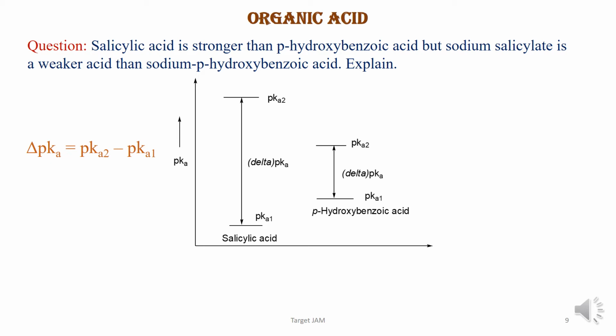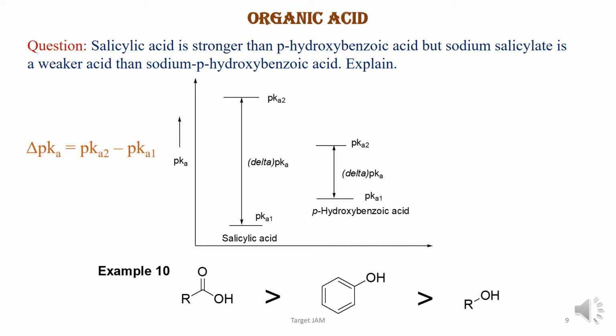difference between pKa1 and pKa2, for salicylic acid is very high, and for para-hydroxybenzoic acid this delta pKa is very small, and that's why the difference between its first ionization and second ionization is very small for para-hydroxybenzoic acid but very high for salicylic acid.